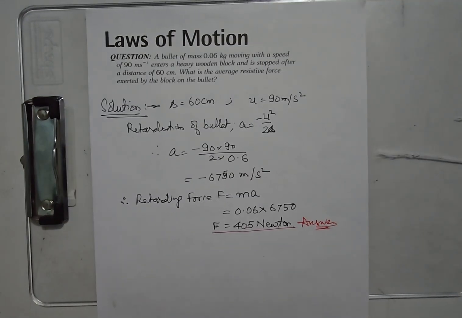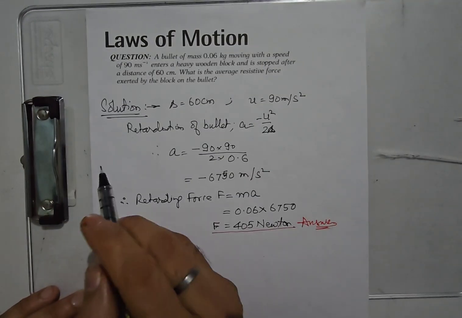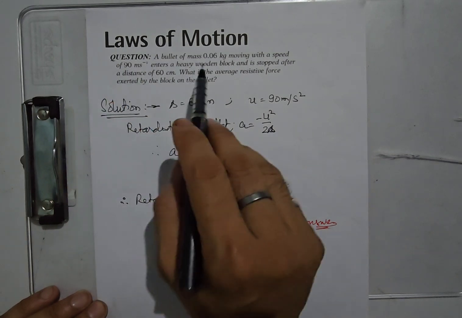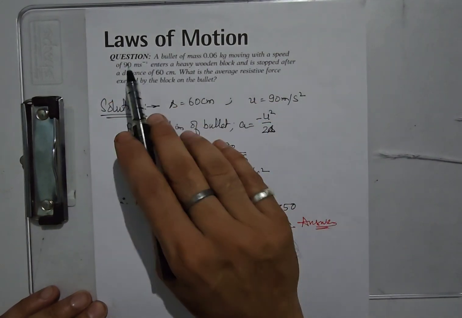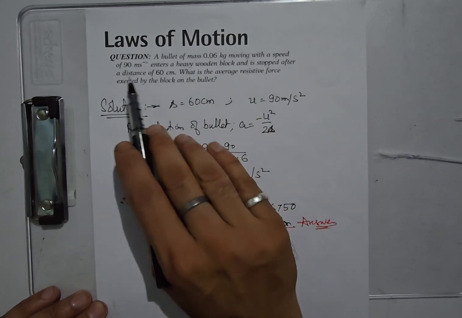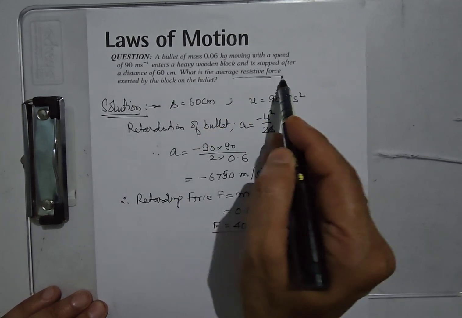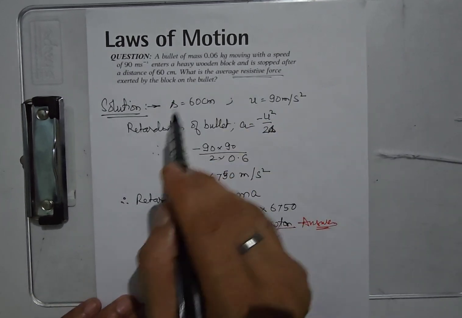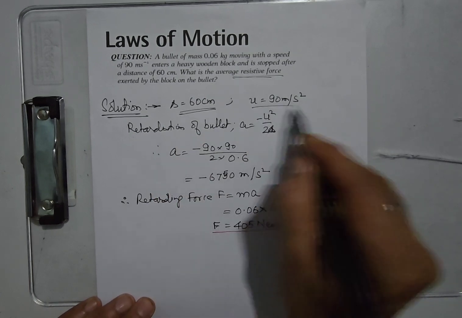Now see friends, let us discuss some numerical problems about this particular topic. First one, question 1: a bullet of mass 0.06 kg moving with a speed of 90 meter per second enters a heavy wooden block and is stopped after a distance of 60 centimeter. What is the average resistive force exerted by the block on the bullet? Now S is 60 centimeters given, U is 90 meter per second.